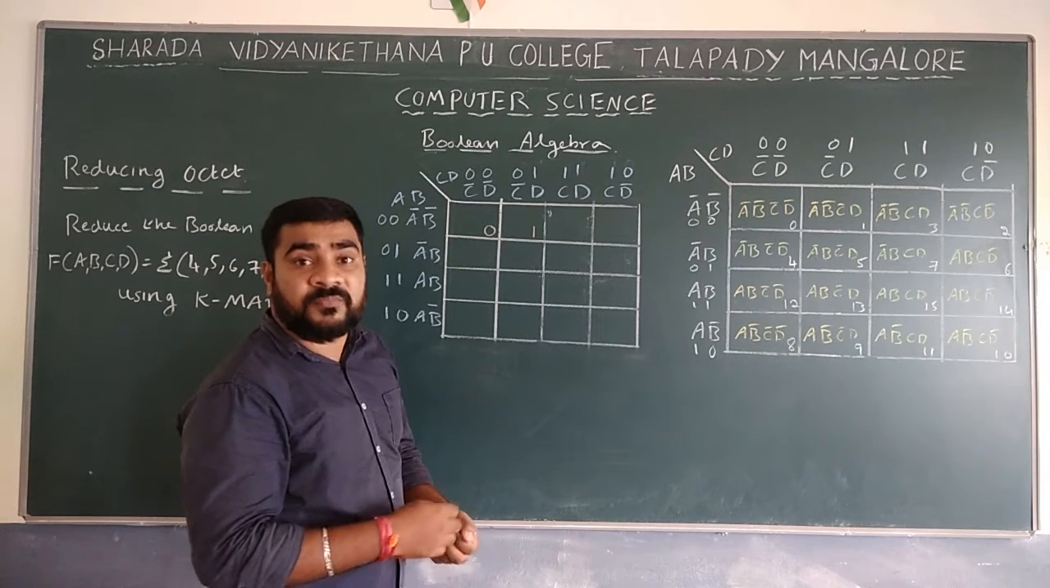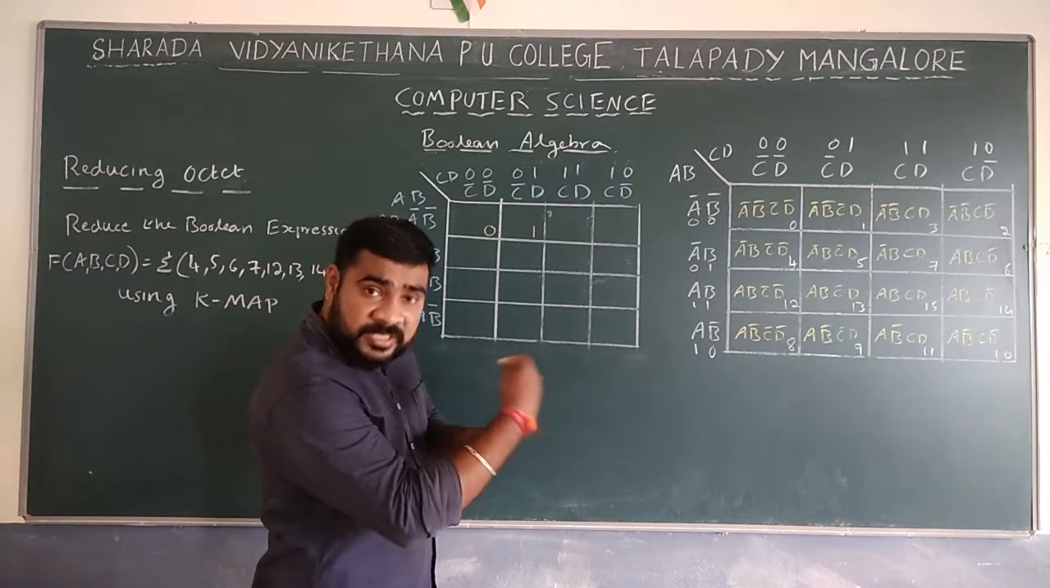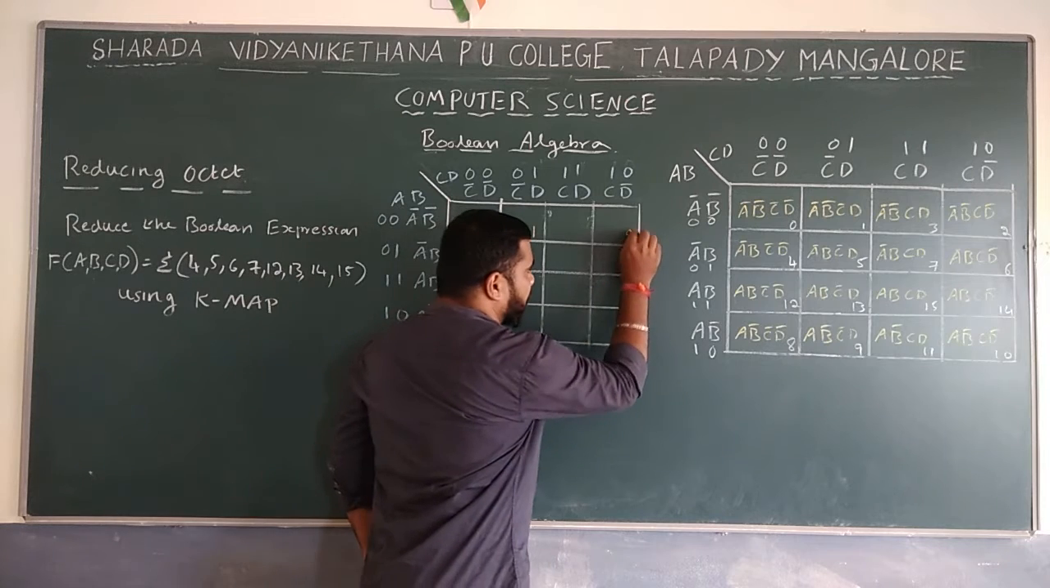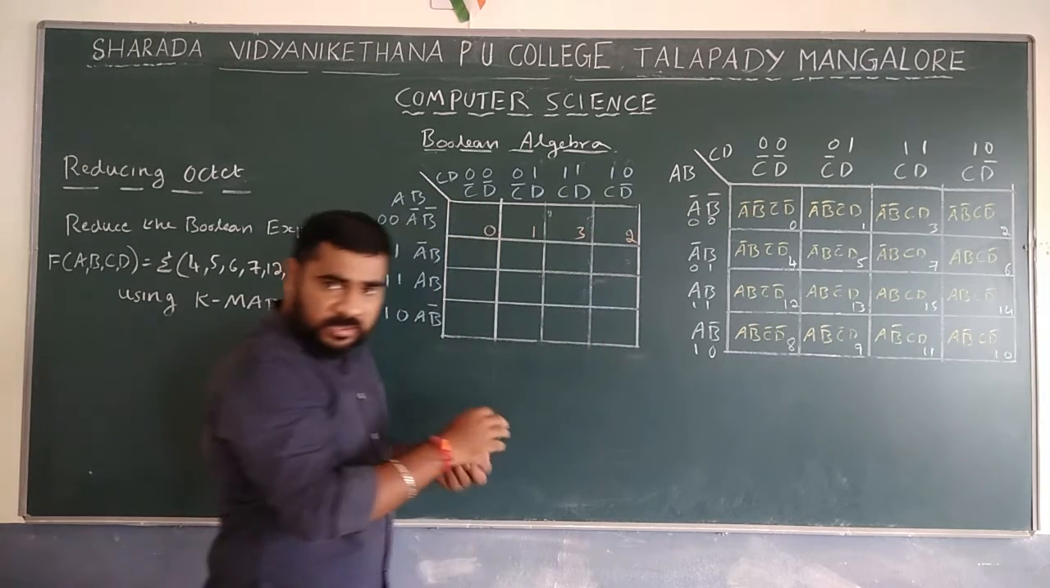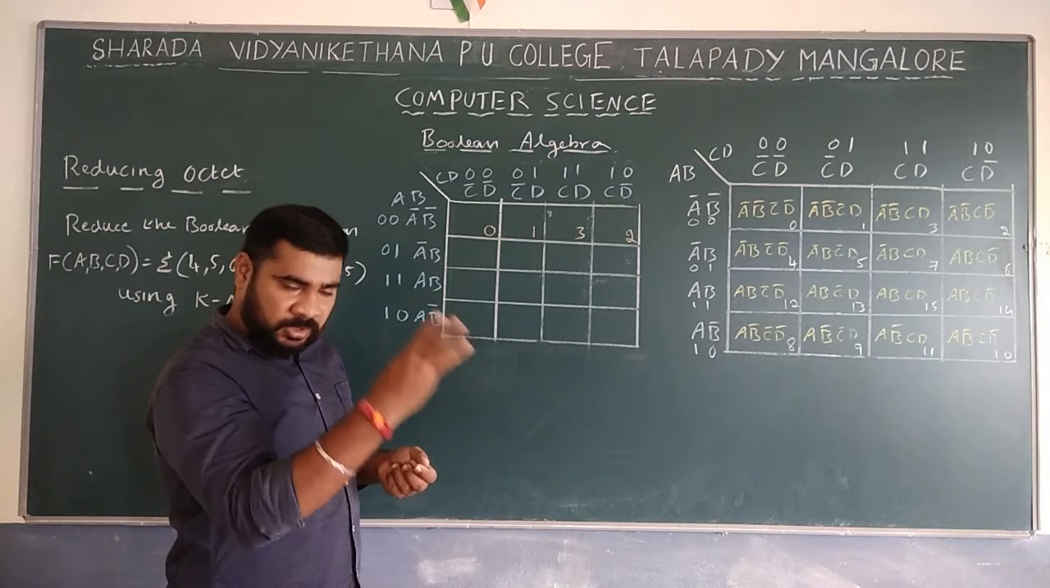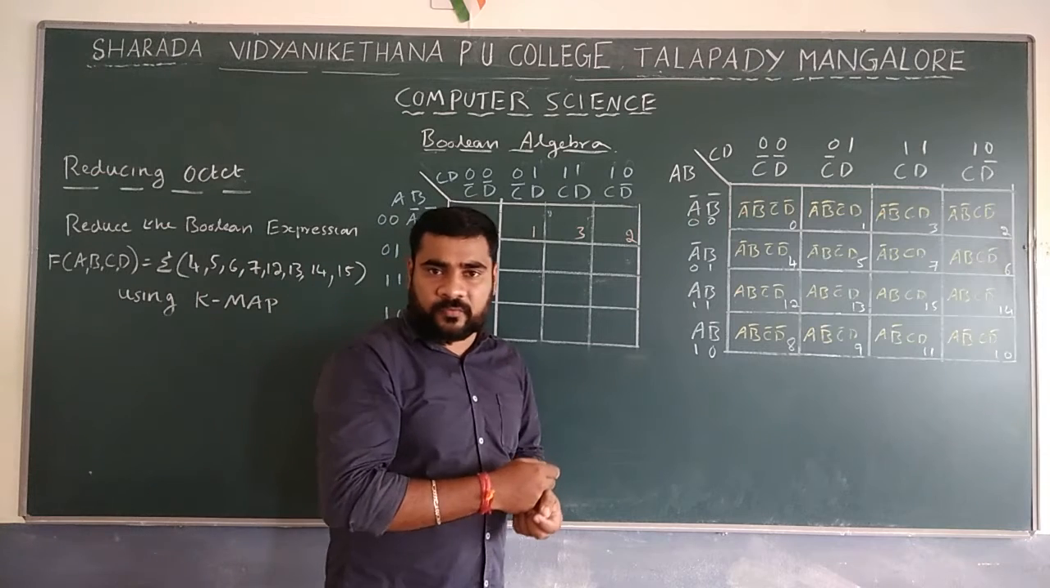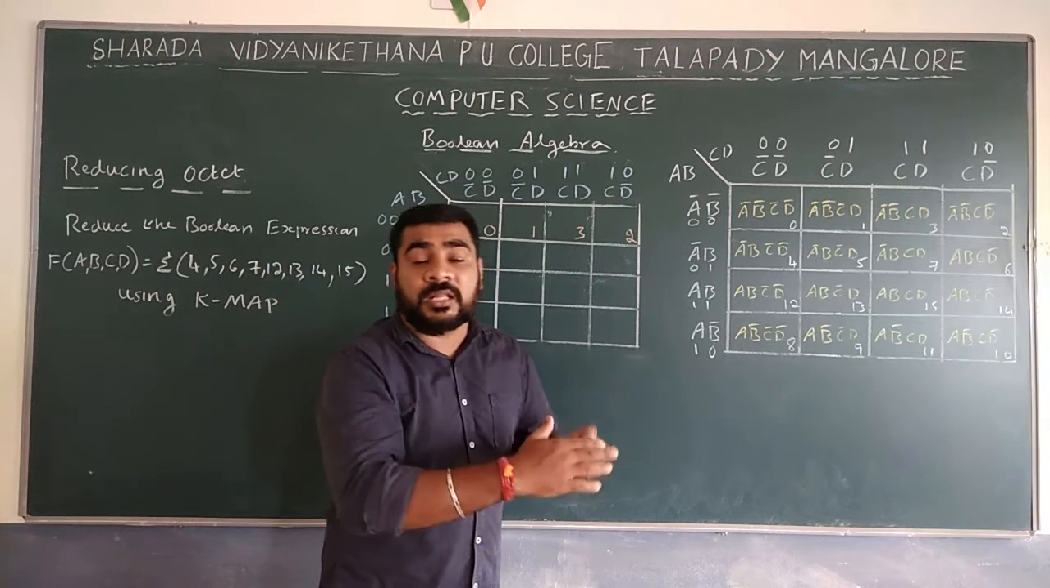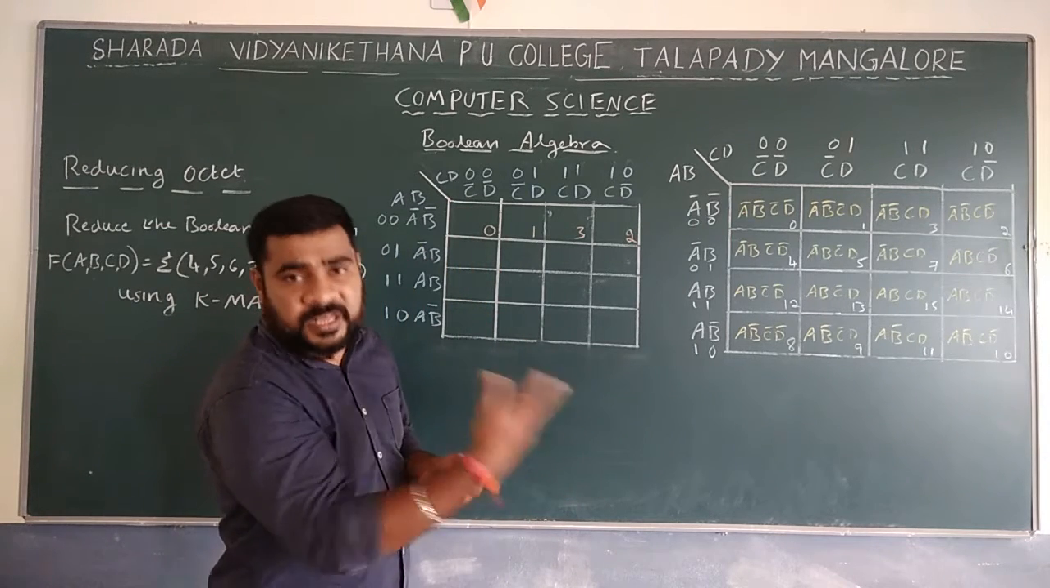What is the next number? Next number is 3 because you have to skip 1. So it will be 2. This will be 2 and this will be 3. Third column, remember, third column or third row. Whenever third row or third column if you go, that row or that column should be skipped once.